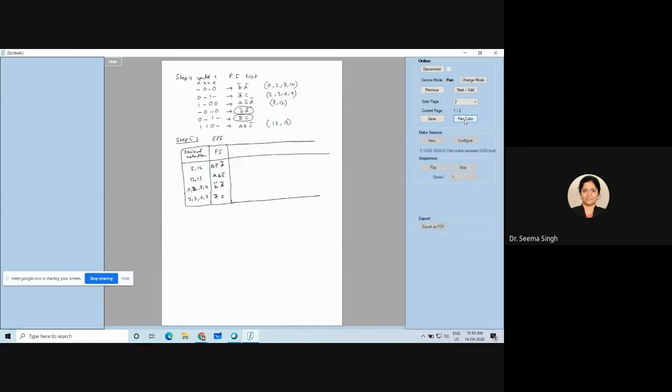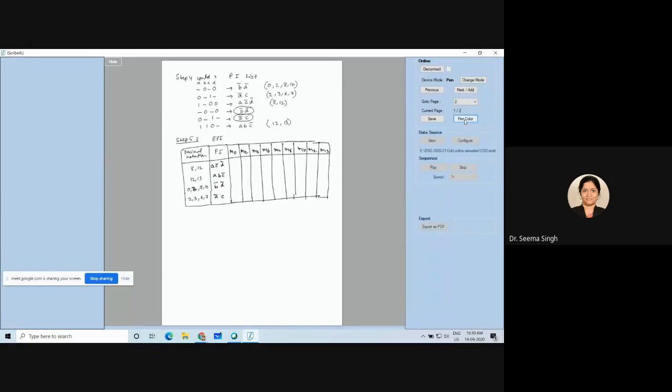Now I have to write 0, 1, 2, so many. M0, then M2, M3, M6, M7, M8, M10, M12, and M13. So I have got all my minterms.